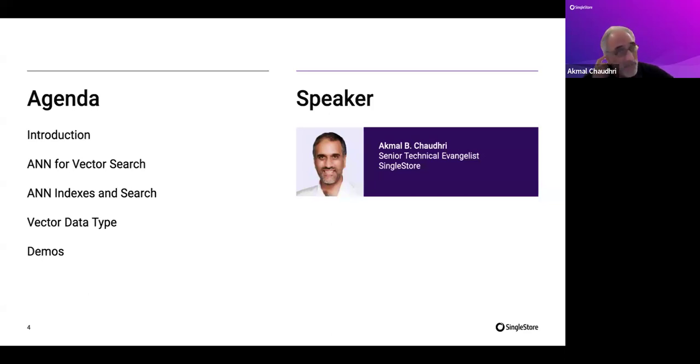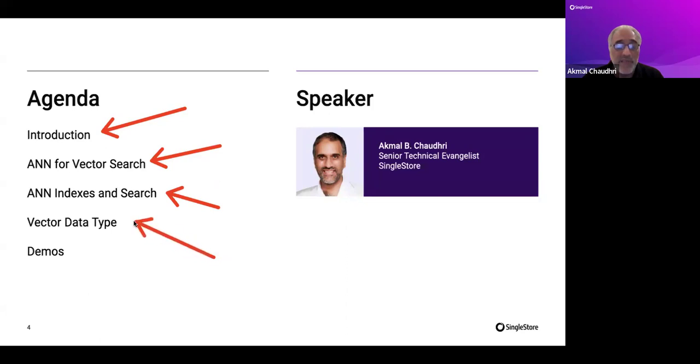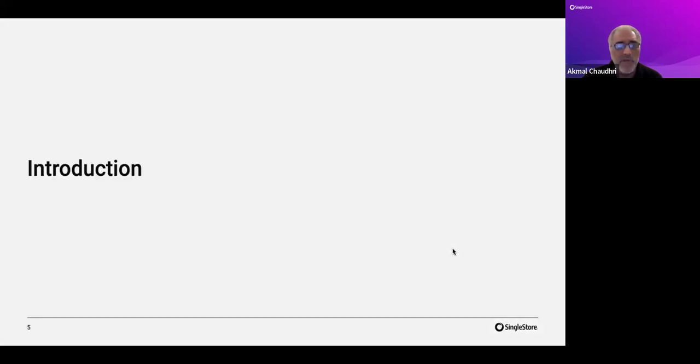So I'm going to keep things a little bit more simple today. We'll do a little bit of an introduction, as we always do, on SingleStore. I'll mention briefly something about ANN for vector search, and there are a variety of index types that we support now, just announced very recently, last month, in fact. And there is this new vector data type that we have. And then I'll show you a demo as well.